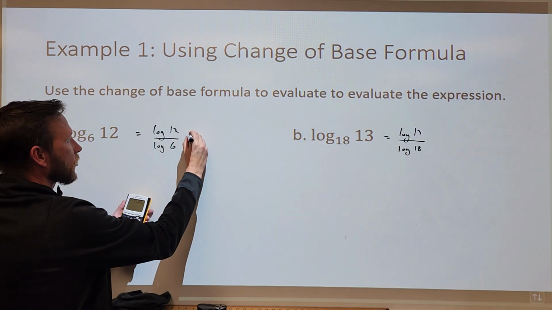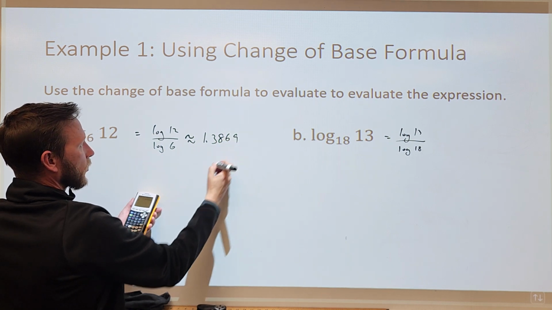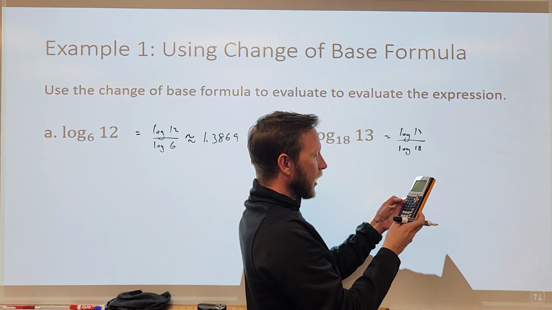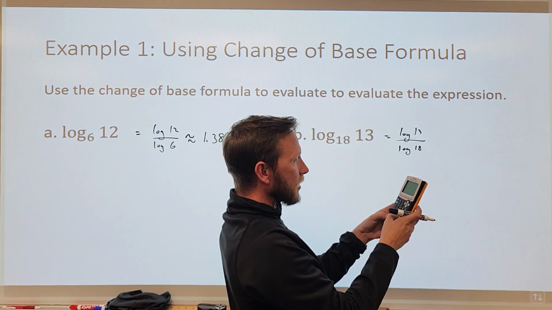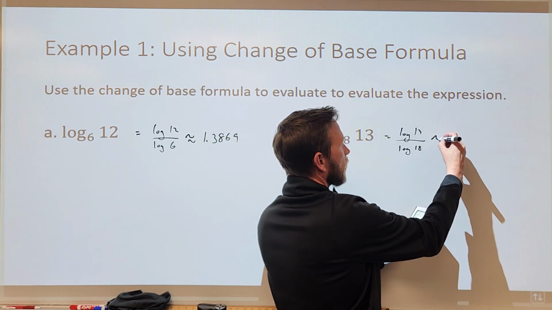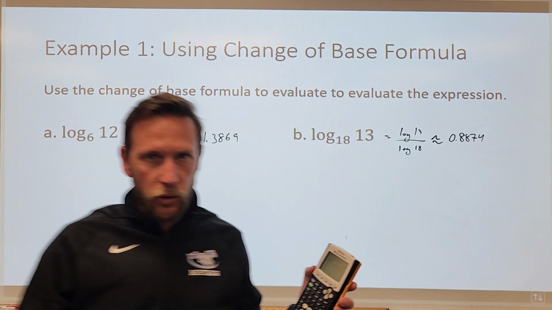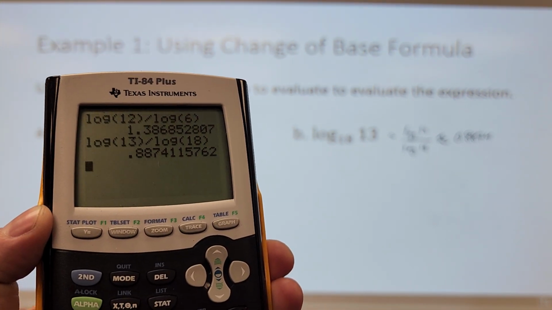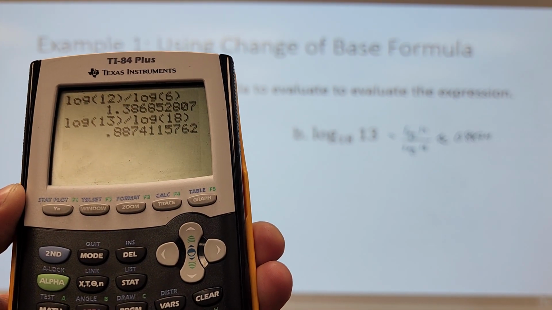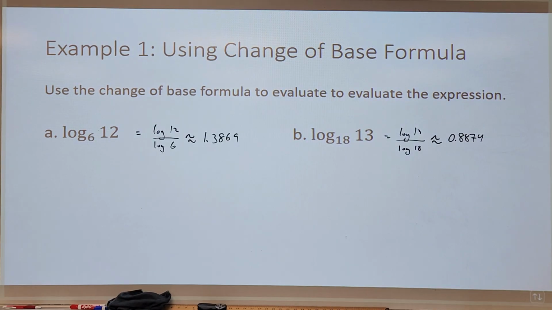We are going to approximate that, and it's going to equal 1.3869. We're going to go 4 decimal places. When I type log of 13, close parentheses, divided by log of 18, close parentheses, it's going to give me approximately 0.8874. And so here's what that looks like in the calculator. Log base 10 of 12 divided by log base 10 of 6, log base 10 of 13 divided by log base 10 of 18. And then we've approximated those to 4 decimal places.